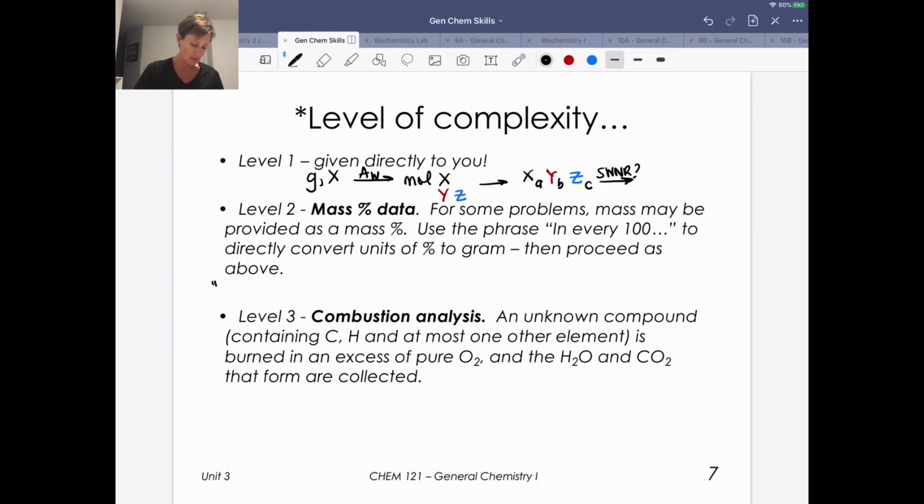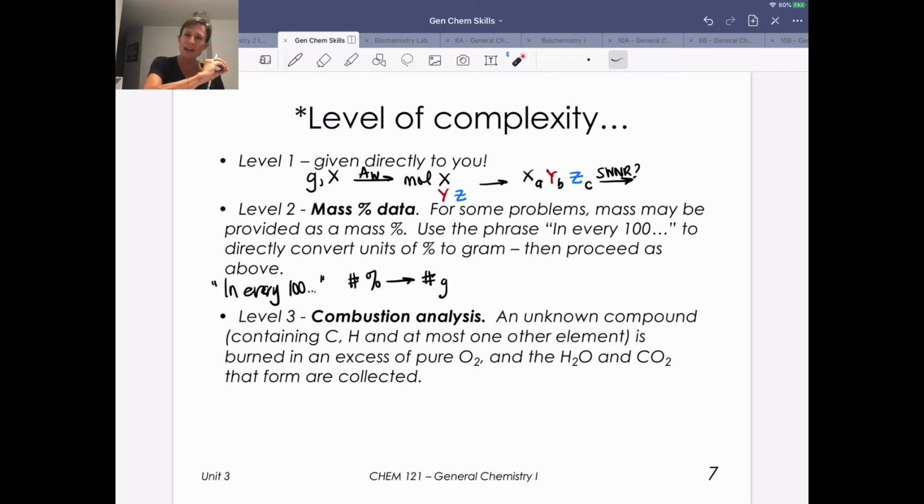So I know I talked about this in a previous skill. In every 100. What that allows us to do is take any number that's given as a percent, and you just take that same number and you write it with units of grams. So for example, if we said something was 12% carbon by mass, you could say, all right, I'm going to imagine I have 100 grams of this substance. 12 grams of that is going to be carbon. And once I know the grams that I have, now I'm starting out like I'm a level 1 problem.